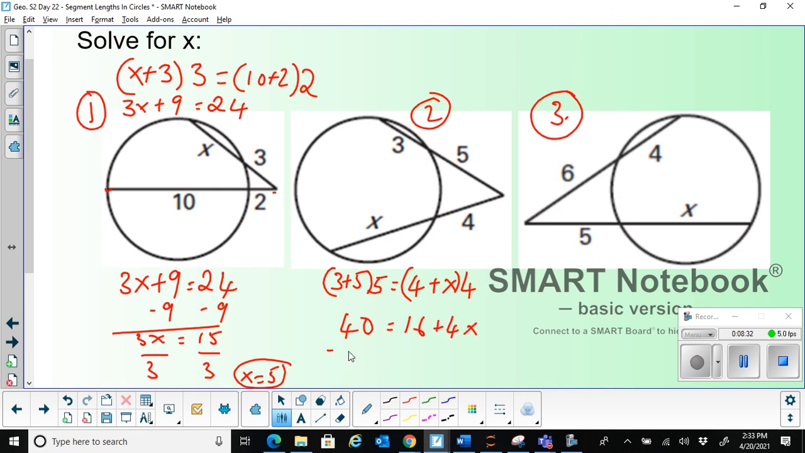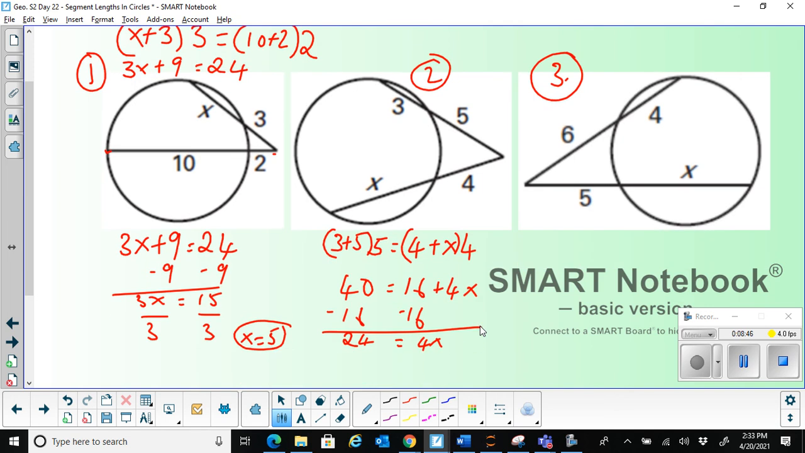Further, subtract 16 on both sides to get 24 equals 4x. Then dividing by 4 on both sides, I get x equals 6. Okay, I hope this problem is clear. Let's see the next one.